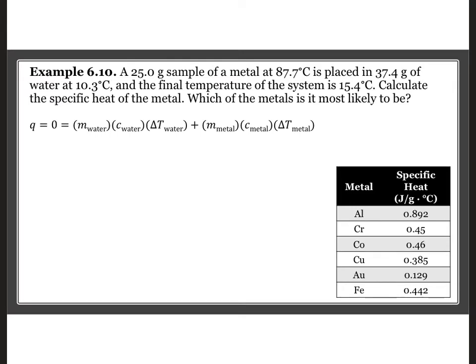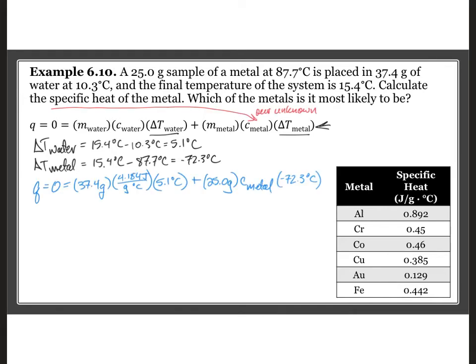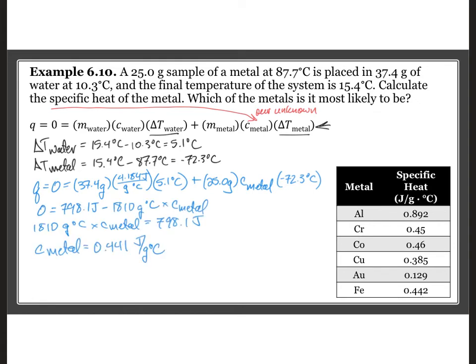Here's one for you to try. Hot metal is placed in cold water with initial and final temperatures recorded. We know the heat lost by the metal is equal to the heat absorbed by the water, so I've supplied that equation here. First, determine delta T water and delta T metal. Now, substitute delta T values, masses, and the specific heat of water into the heat equation. Solve for the specific heat of the metal. Identify the metal. Here, chromium, cobalt, and iron are all possible answers.